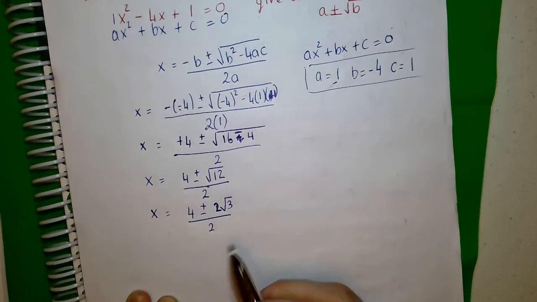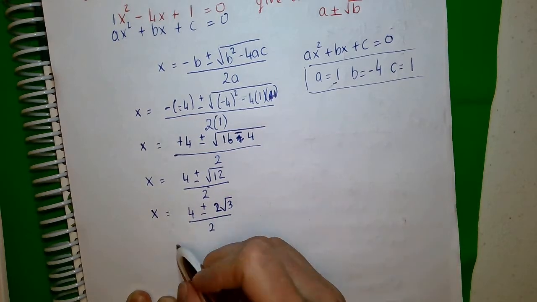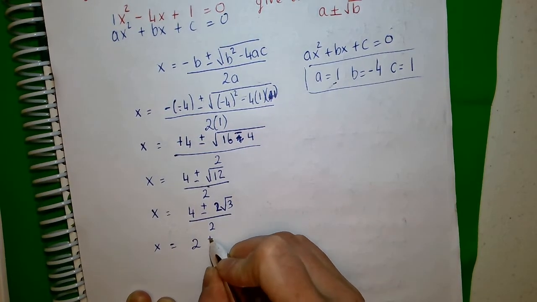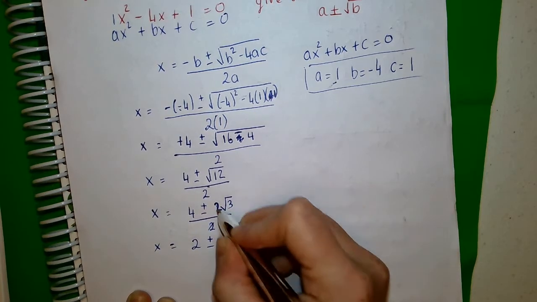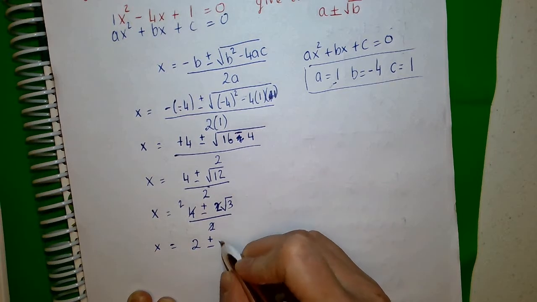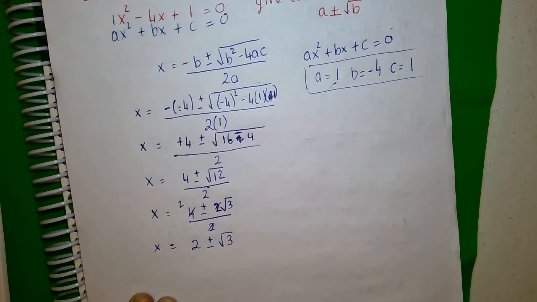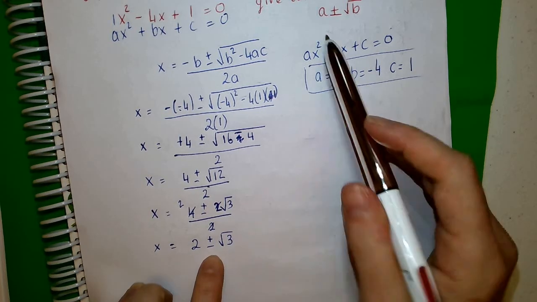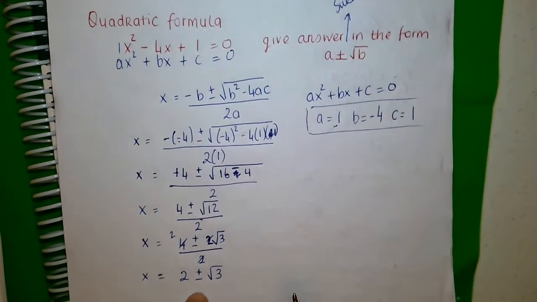As you can see there, 2 is a common factor with both of these, so we can divide both of these by 2, and that will give us 2 plus or minus, 2 goes into 2 once, 2 goes into 4 twice. That will give us 2 plus or minus root 3. Now, that is the way they want the answer in this question.